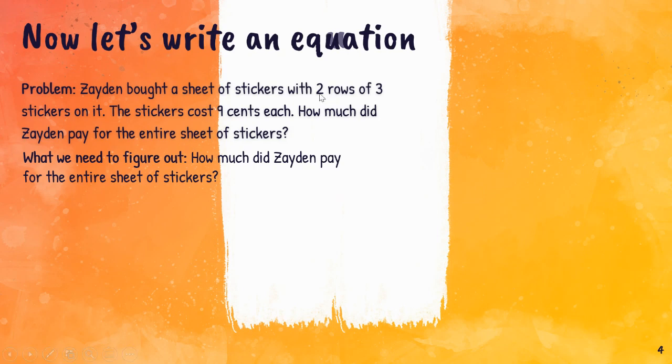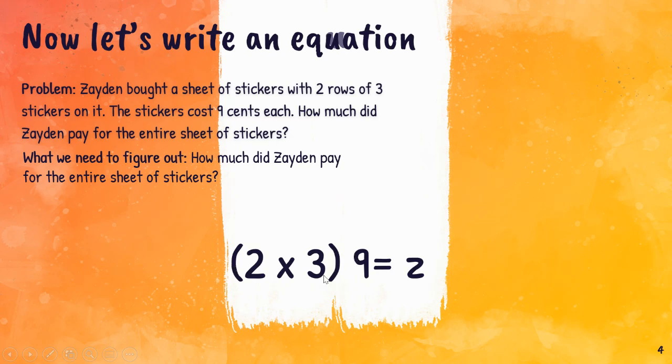So if I take this problem apart, I can do the GC therefore. Remember, G is what's given, the information that's given, and then C for your computation, your math, and then therefore the answer is what? Okay, so what's given to us is that this sheet of stickers has 2 rows of 3 stickers on it. So that to me sounds like multiplication. And then here it says that the stickers cost 9 cents each. So I need to find the total number of stickers and then times it with the 9 cents that each of them cost. So then your equation would look something like this: 2 times 3 times 9.